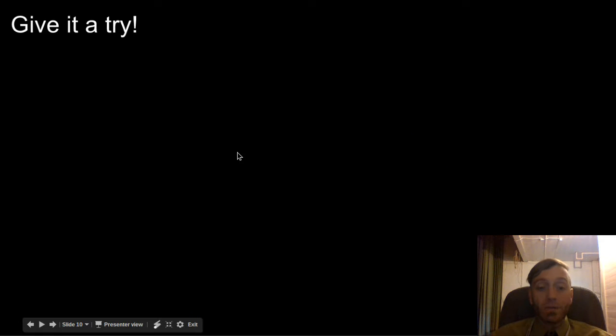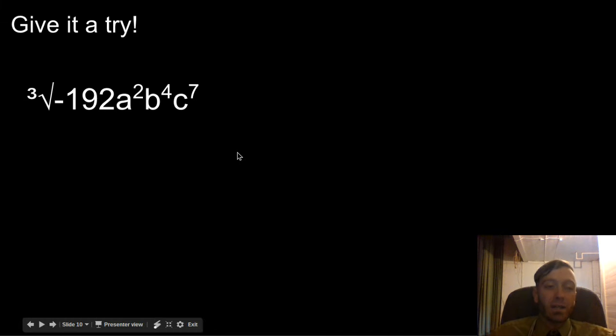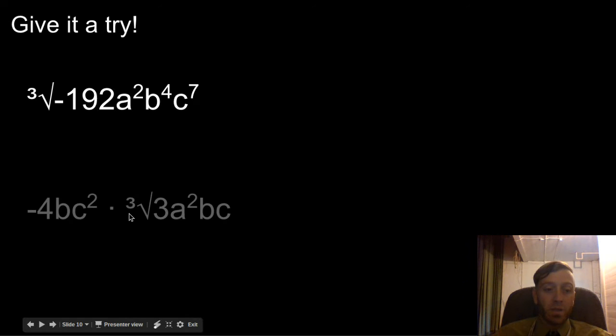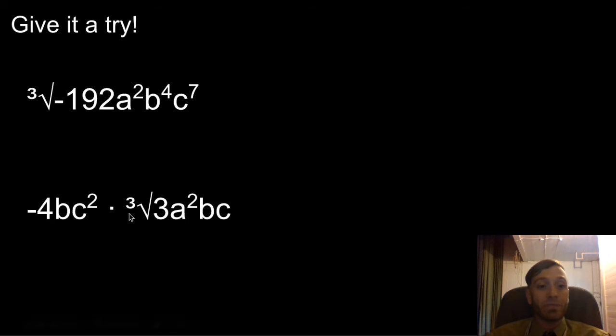All right, now here, give it a try. First problem, cube root of negative 192a squared b to the 4th c to the 7th. Go ahead and pause your video, and here we go. You should have gotten negative 4b squared times the cube root of 3a squared bc.